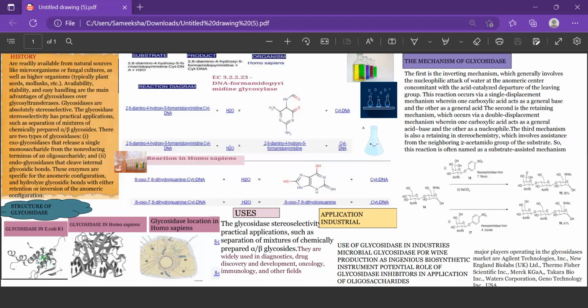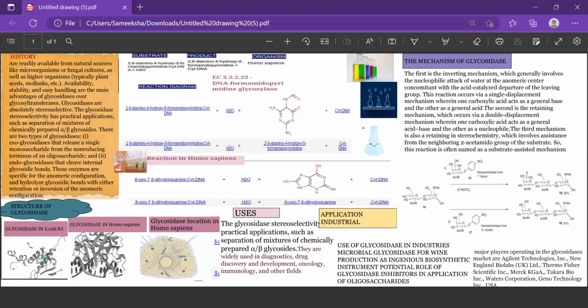Now we have the applications of it. The use of glycosidase in industries, microbial glycosidase for wine, then as engineered biosynthetic instruments, the potential role of glycosidase inhibitors in applications of oligosaccharides. Now we also have some uses of it, which are glycosidase stereoselectivity practical applications, which we talked about, separations of mixtures. Then they are also used in diagnostics, drug discovery and development, oncology, immunology, which are running fields nowadays. And it has a lot of future scope where we can use this glycosidase enzyme.